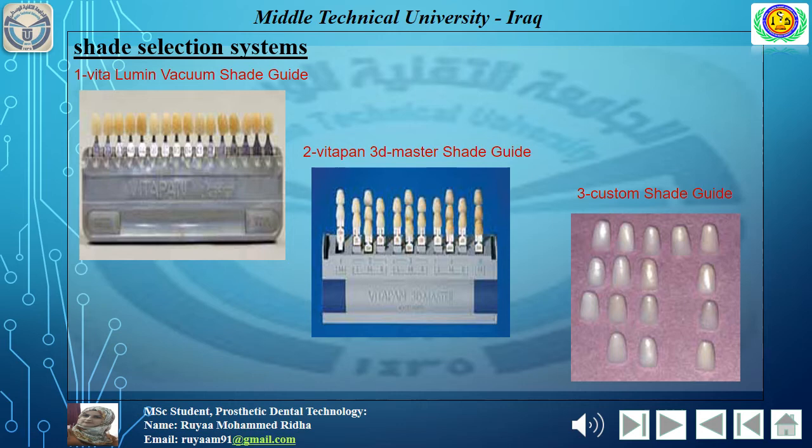While in VitaPan 3D Master Shade Guide, the shade matching is done by selecting the lightness first, which is the value, and then chroma, and finally selecting the hue. While in custom shade guide, certain teeth may be impossible to match to commercial shade samples. Therefore, the shade matching is done by making a custom shade guide. The disadvantage of these procedures is that they are time-consuming and generally confined to special practice.